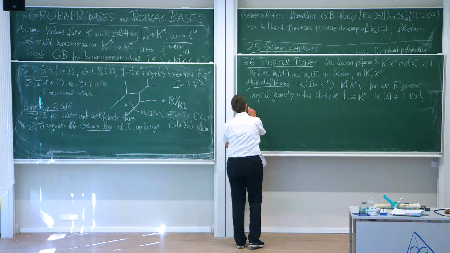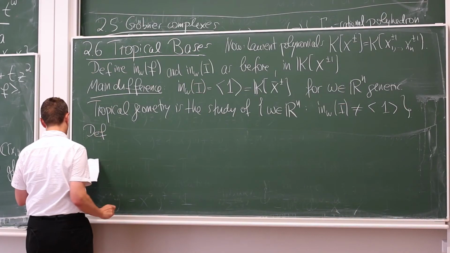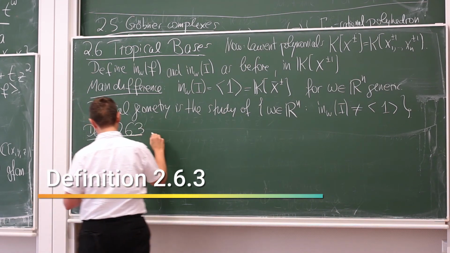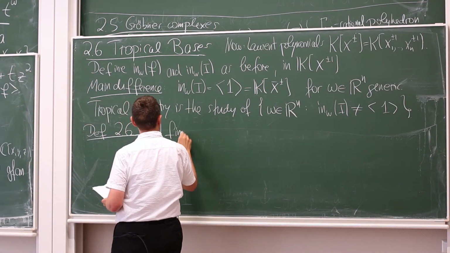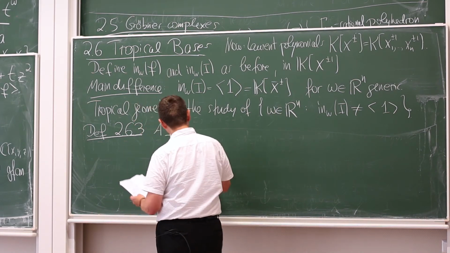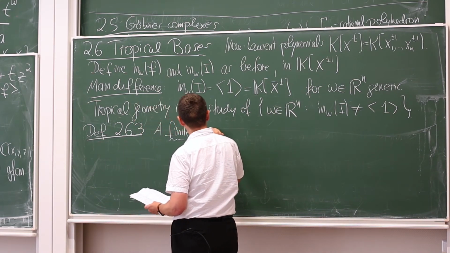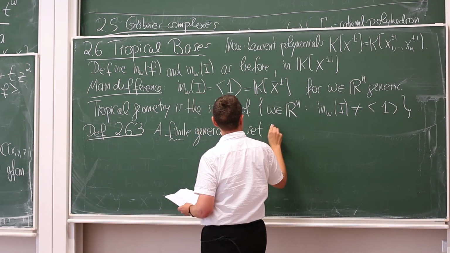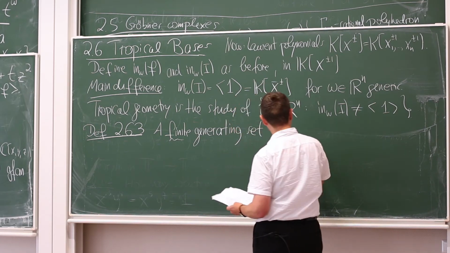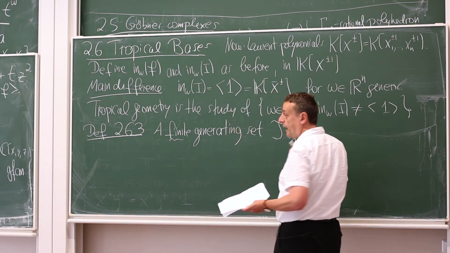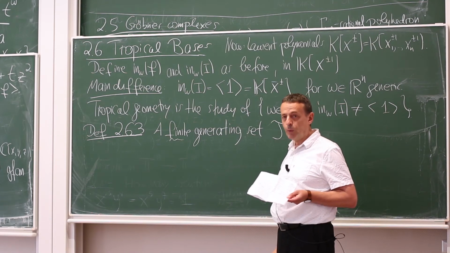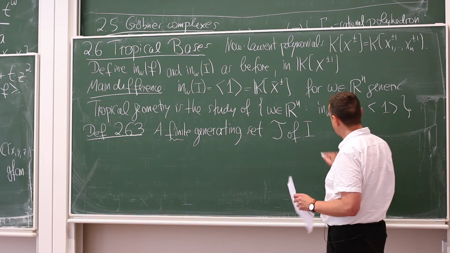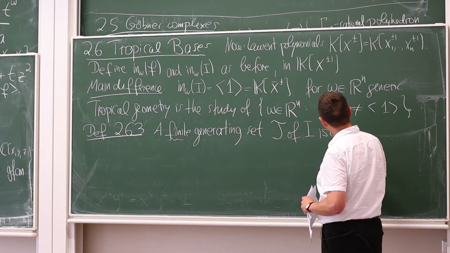And this leads to the definition of a tropical basis, 2.6.3. Let's look at a finite, and that's important, a finite generating set, let's call it now T of I. So I is now an ideal in a Laurent polynomial ring over a valued field, and I have a finite set of Laurent polynomials that generates this. I'm going to say it's a tropical basis.